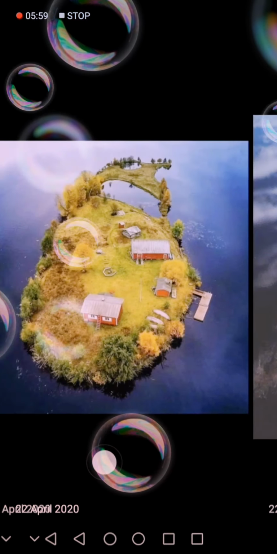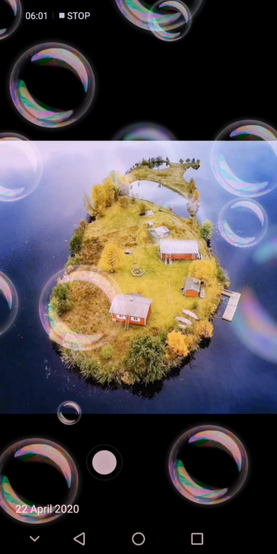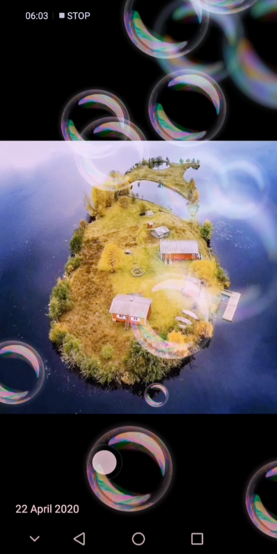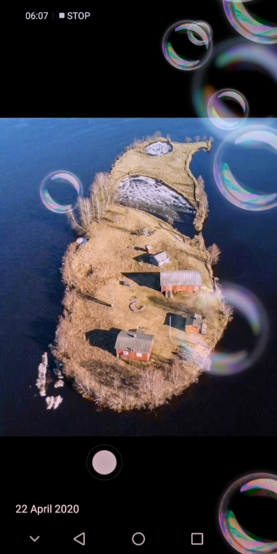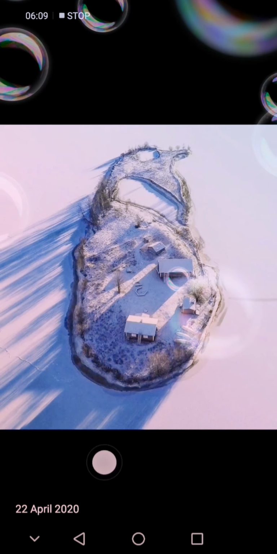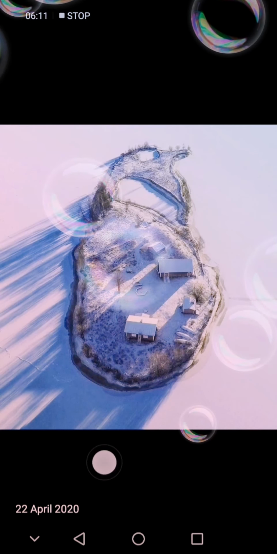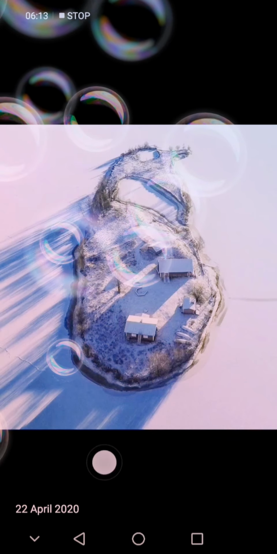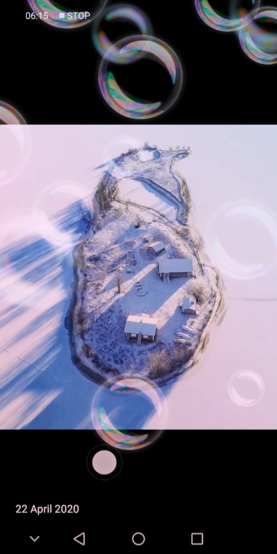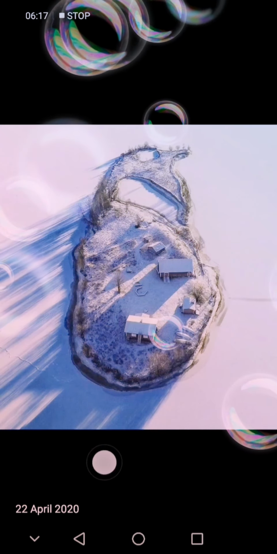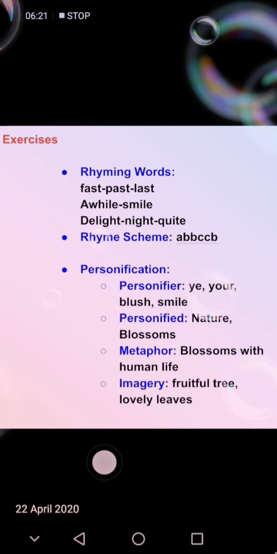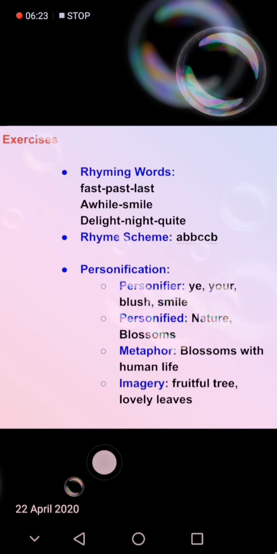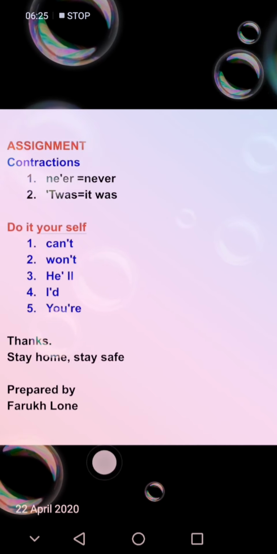This is spring, and hot summer turns this beautiful scene into pale yellow, and autumn, where we have graying and falling of teeth, then the white snow that shrouds each and everything. So this is how life is, and this is how beautifully Robert Herrick has portrayed it in the poem. This is all about the poem. In the next video we'll be doing rhyming words, rhyme scheme, personification, and an assignment for you.